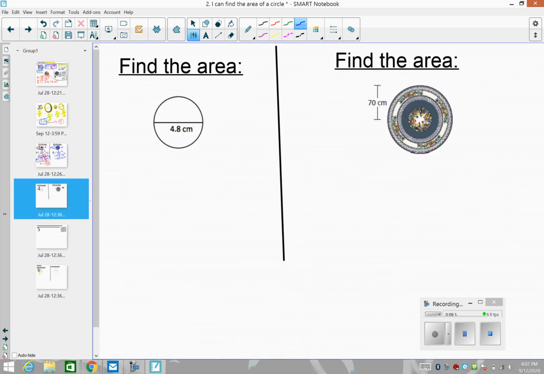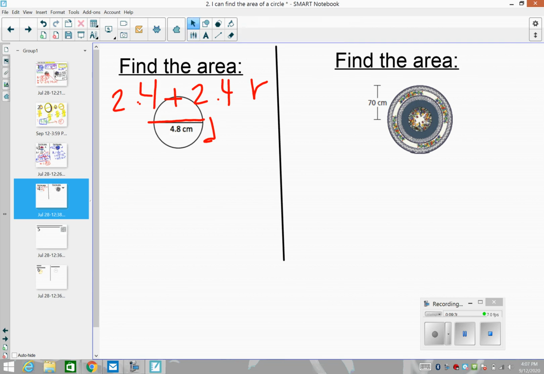The one on the left is a decimal, as you see. This is looking like a line that goes from side to side crossing through the center, and that is 4.8. So if we slice that in half, that's really like a 2.4 plus a 2.4. That's my radius. That's my diameter. Let's do it. So area of a circle, we get pi r squared. Sounds like area to me.